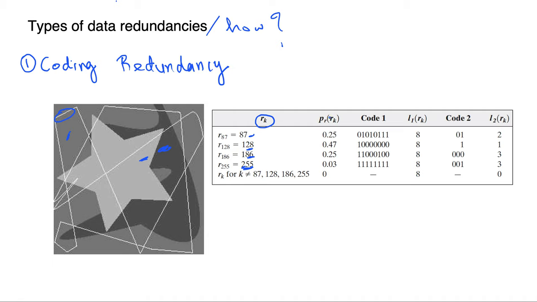Then if you look at the probability of those intensities in the image, you can see that 25% of the intensity values are of value 87, and 47% are of value 128. That is the major share in this image, the gray shade. Then I have a very little value of 255, the whitish region, with only 0.03%. This is actually the probability, and all other intensity values except these four have a contribution of 0%.